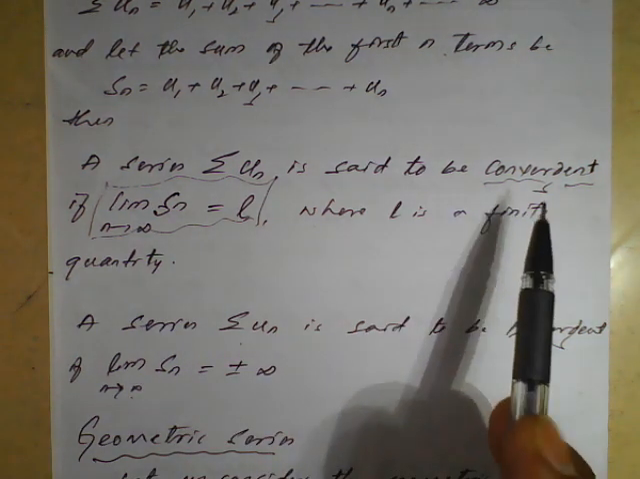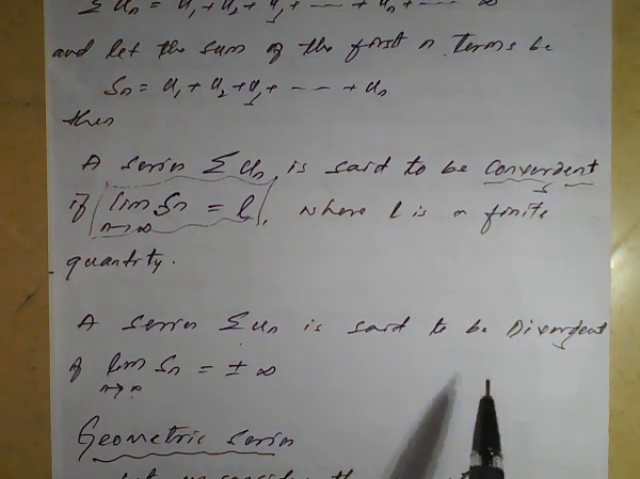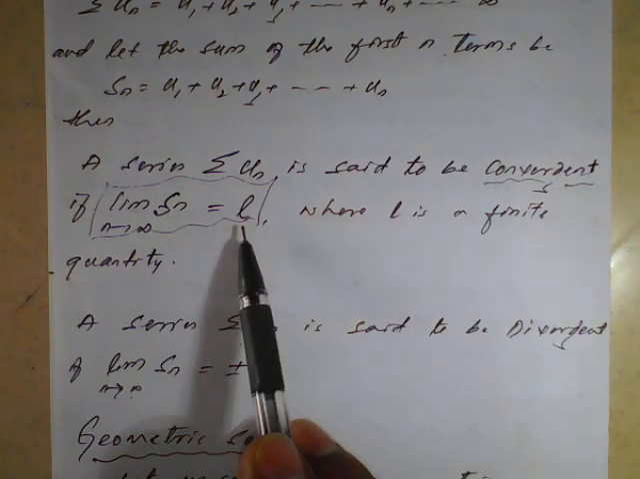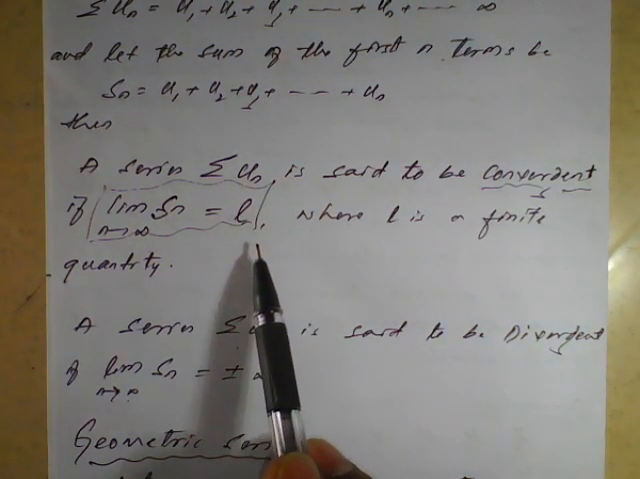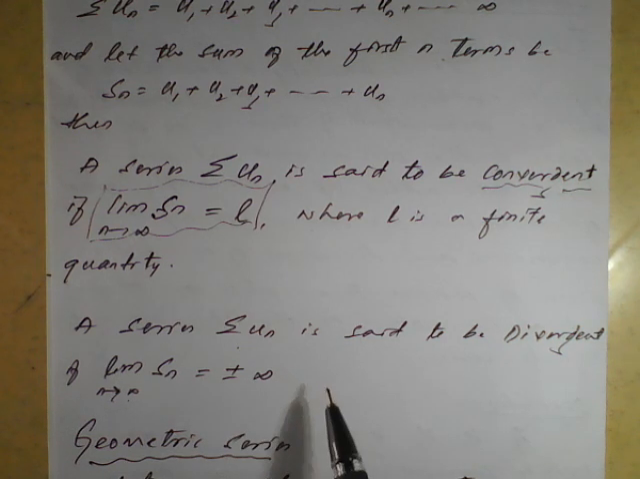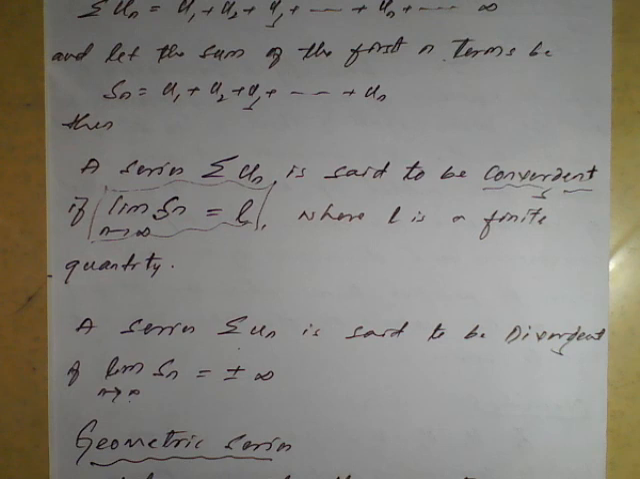So two cases are there. What is divergent and what is convergent? If it tends to L, where L is a finite quantity, it is convergent, or if it tends to plus or minus infinity, it is called divergent. This is the general definition of convergent and divergent.